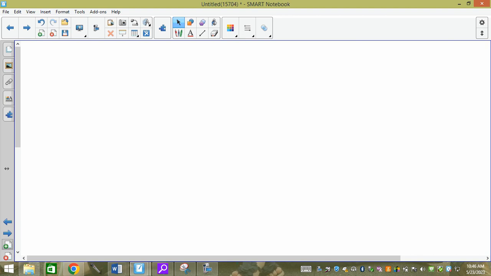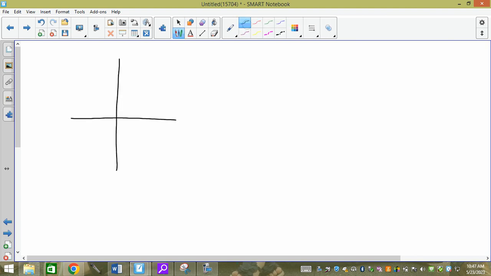About exponential graphs. Exponential graphs look like this. Exponential graphs normally have a horizontal asymptote at y equals 0. You're not drawing this, we're just remembering. It's the x-axis, right?